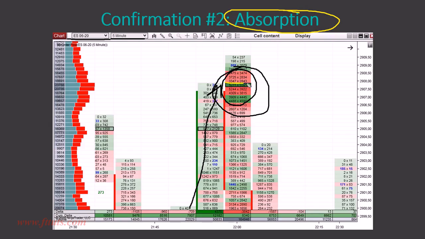Heaviest volume node. The heaviest volumes are created in here. Over 5,000 contracts on bid and also over 5,000 contracts on ask. This is the breaking point. This is where the sellers start to sell, absorbing all the buying pressure. Buyers run out of fuel and sellers take over, reversing the price and pushing it downwards.